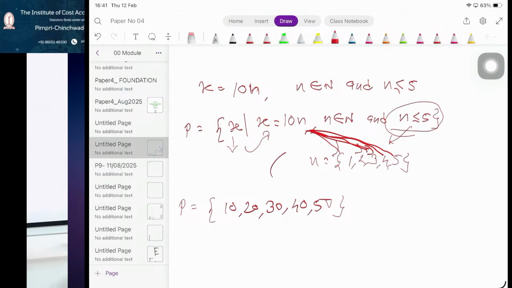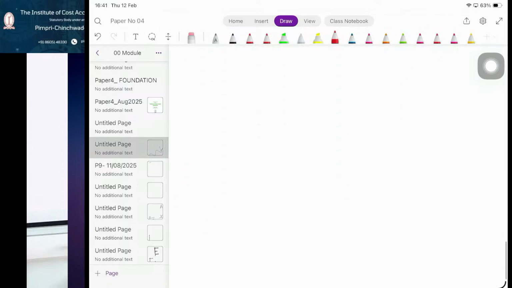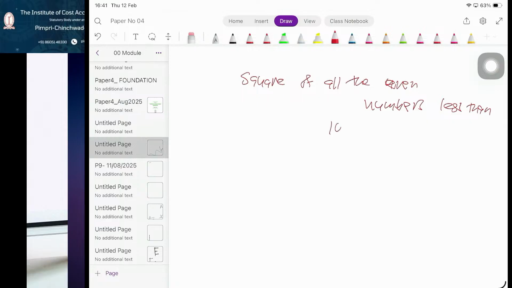For example, let us take, suppose I want to take the squares of all the numbers. Squares of all the, I will say even numbers, suppose. Squares of all the even numbers less than 10. This is my definition of a set.